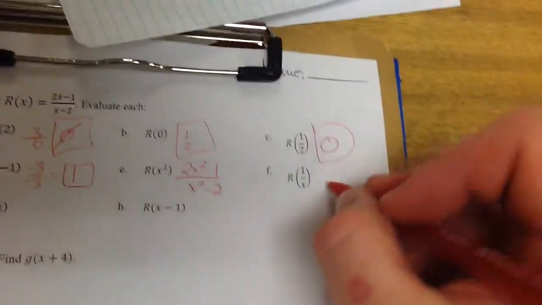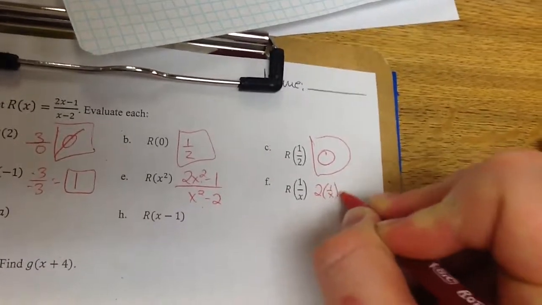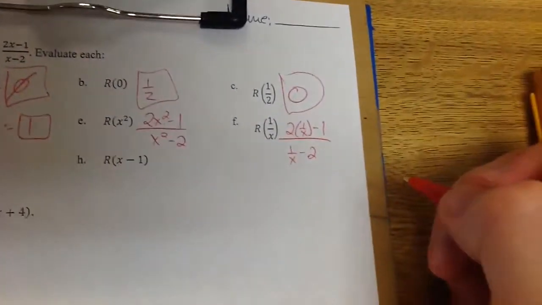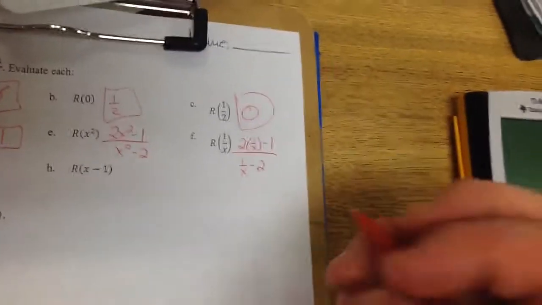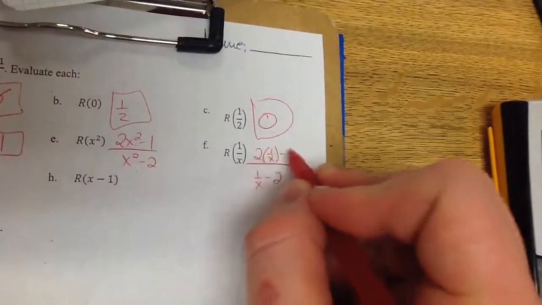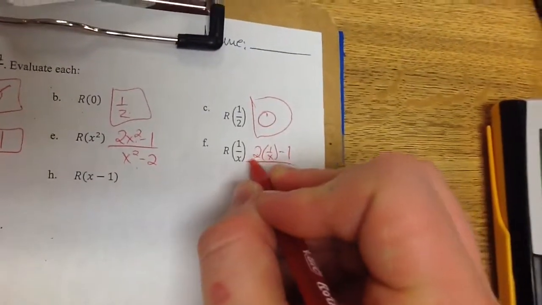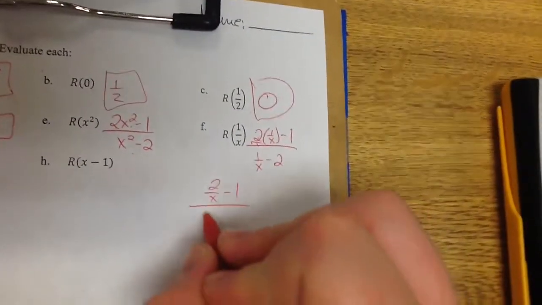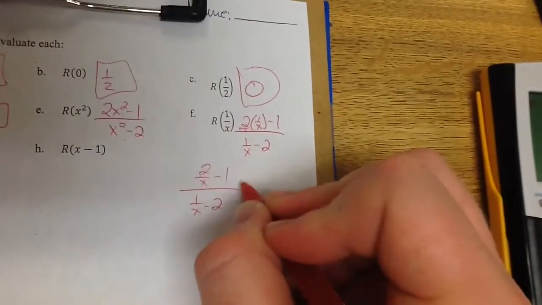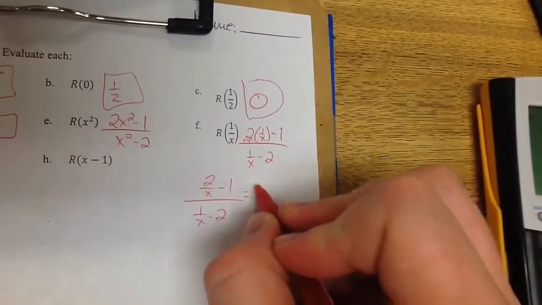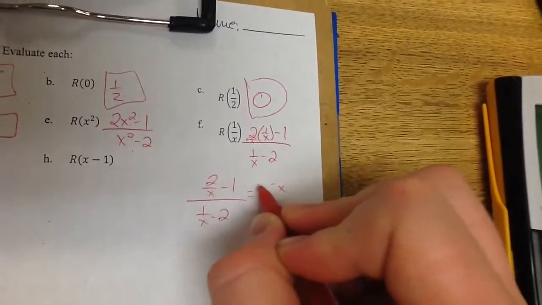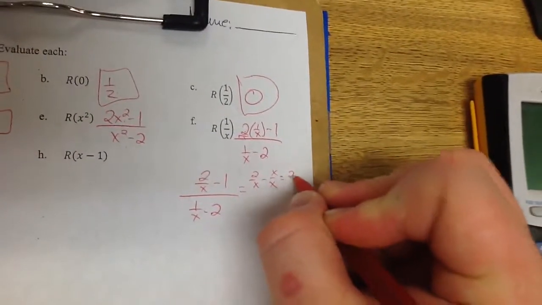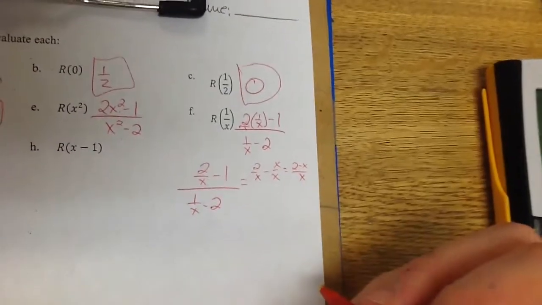Now 1 over x, so that's 2 times 1 over x minus 1, over 1 over x minus 2. That sucks. You've got to get a common denominator and simplify. For the top, 2 is 2 over 1 times that, so 2 over x minus 1. On bottom, you have 1 over x minus 2. Common denominator there would be x. So that's 2 over x minus x over x, which is 2 minus x over x.